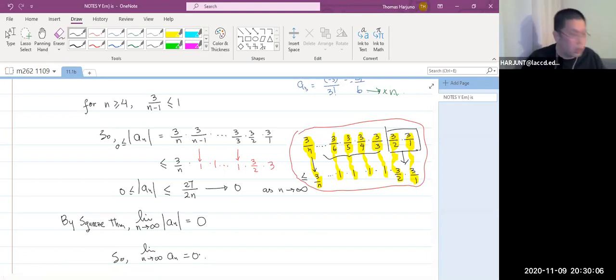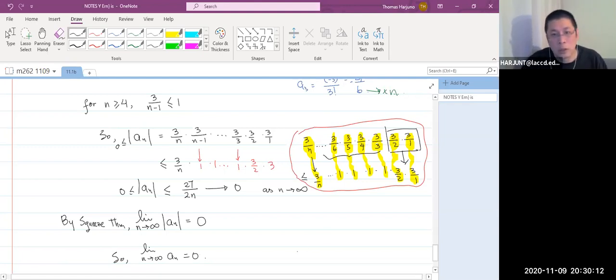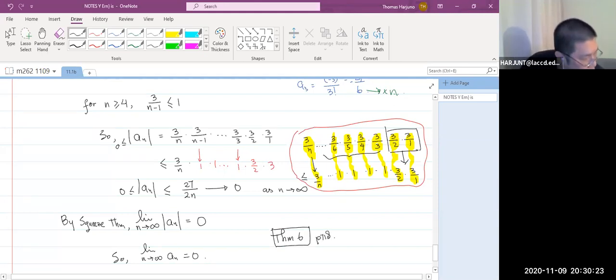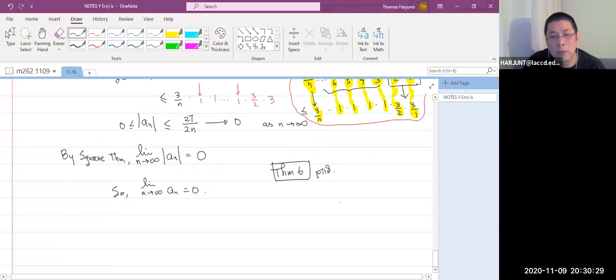Okay, we have one theorem like that before, theorem 6. That is on page 718. I think the one I proved by squeeze theorem also. A sub n is bounded above by the absolute of a sub n and bounded below by negative absolute a sub n. Now, if this goes to 0 and this goes to 0, then by squeeze theorem, a sub n goes to 0.